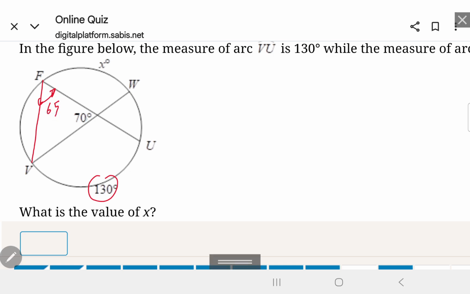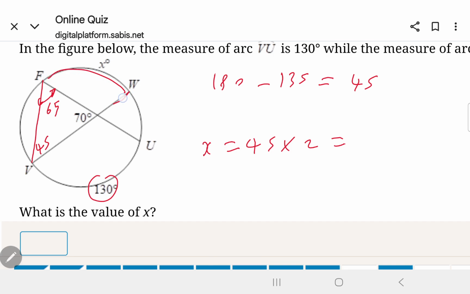Then I add 65 plus 70, then subtract from 180. 65 plus 70 is 135. Then I do 180 minus 135, 45. So this angle here is 45, multiplied by 2, x equals 45 times 2, because this angle is opposite to the arc. It's half the arc. So the arc must be 90.